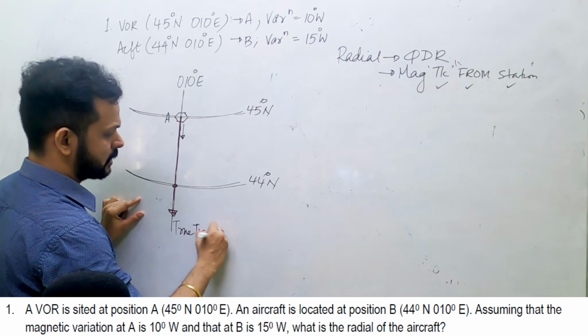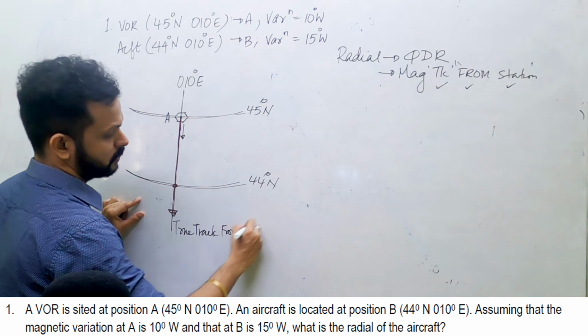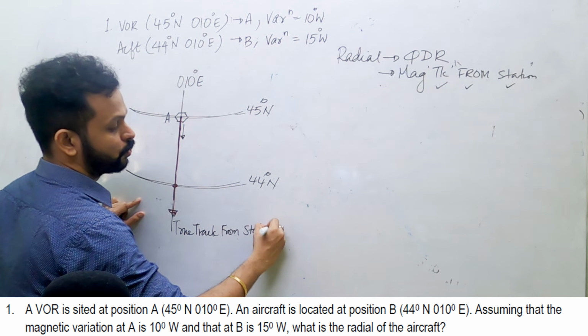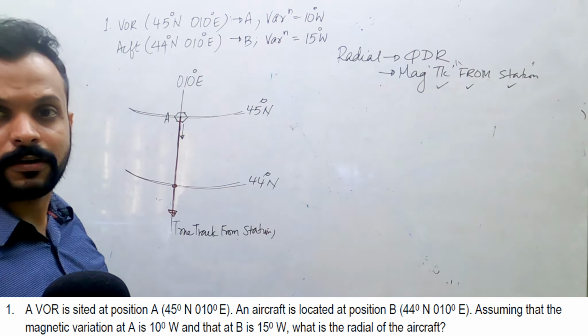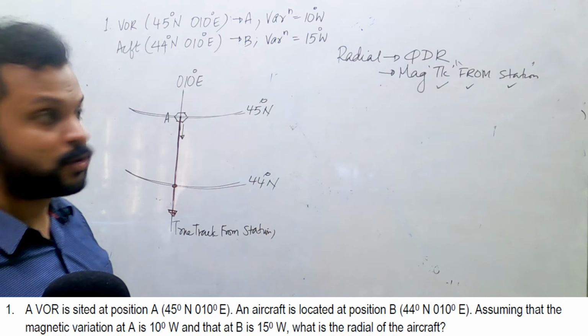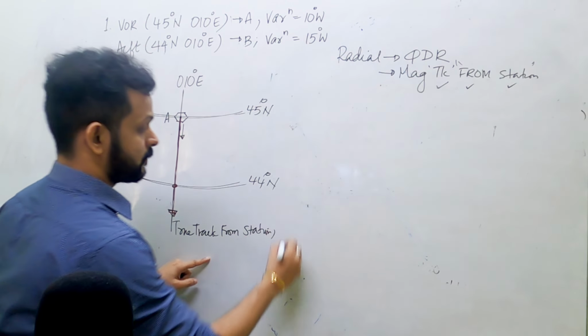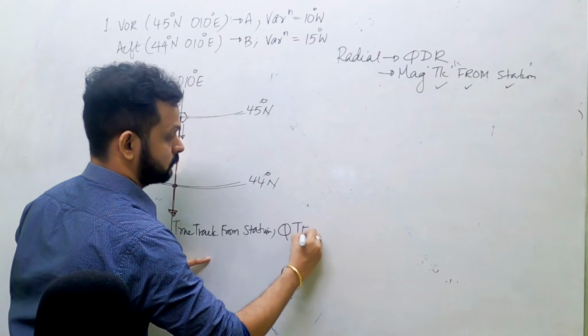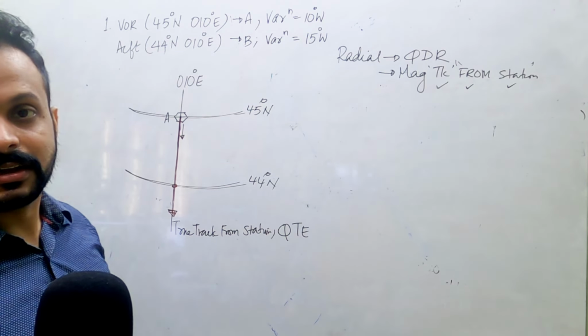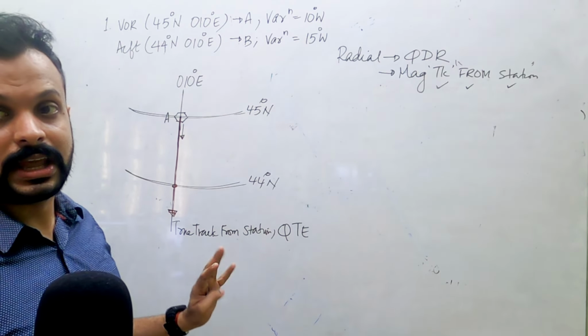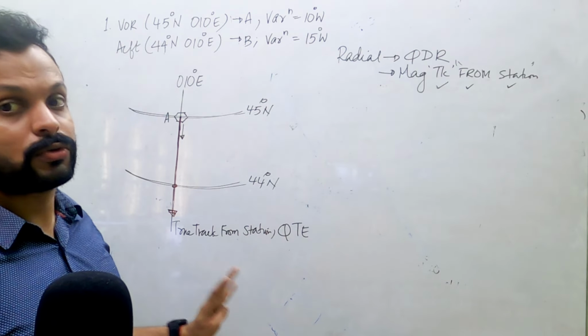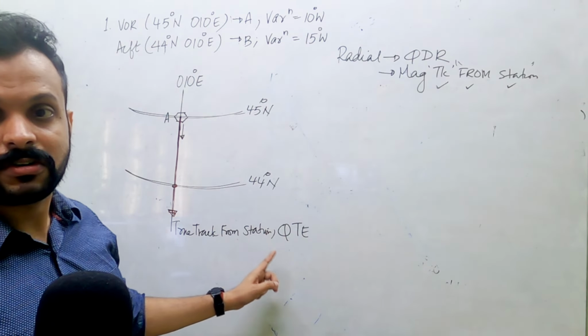180. True track from station. What is the Q code? True track from the station. QDR is magnetic track from station. Magnetic. It's QTE. You should know the Q code, sir. Day, night. You should know that. So true track from the station is QTE.